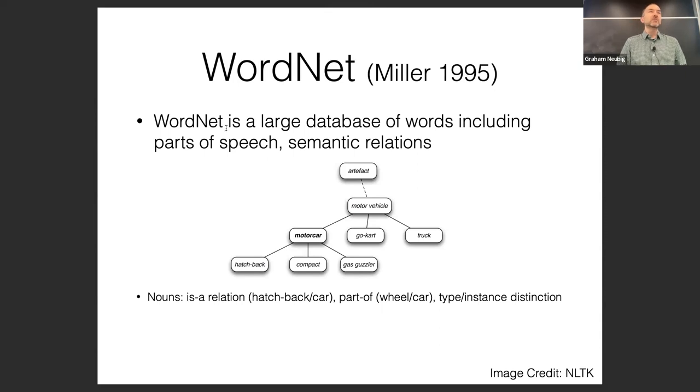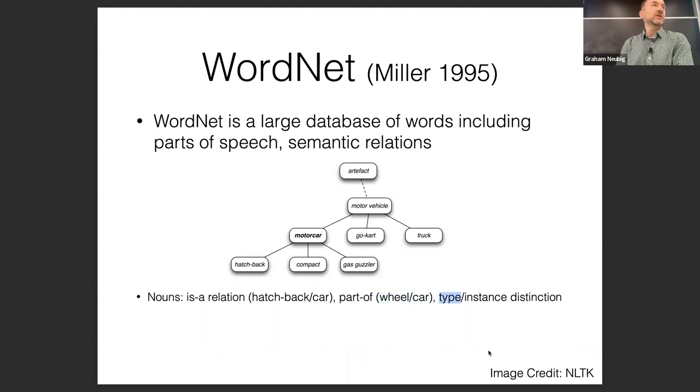To give some examples of the relations that are stored in WordNet, we have things like is-a relations. The example of this would be a hatchback is a type of car, or an electric vehicle is a type of car. It also has part-of relations like wheel and car. So a wheel is a part of a car.